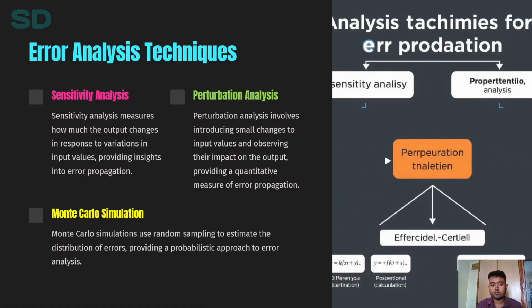Error analysis techniques. Sensitivity analysis measures how much the output changes in response to variations in input values, providing insights into error propagation. Perturbation analysis involves introducing small changes to input values and observing their impact on the output, providing a quantitative measure of error propagation. Monte Carlo simulation uses random sampling to estimate the distribution of errors, providing a probabilistic approach to error analysis.